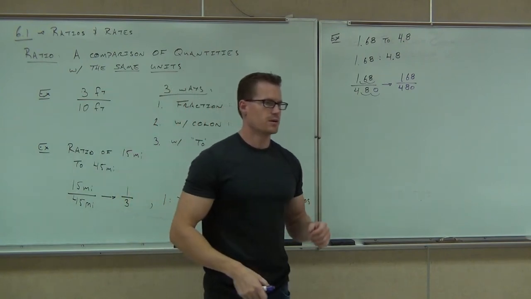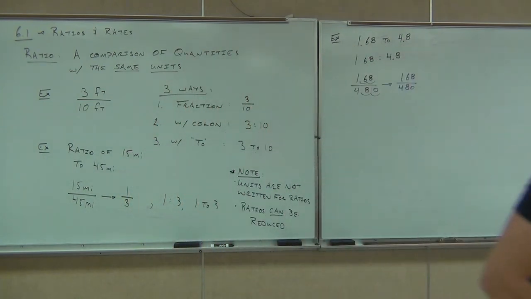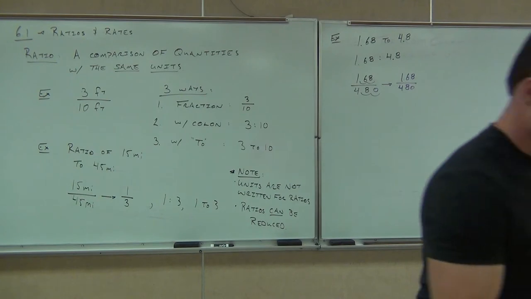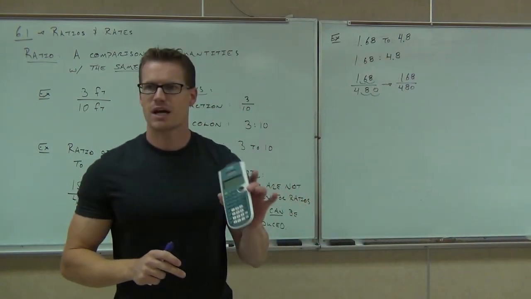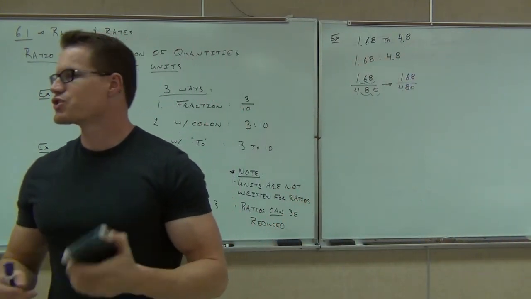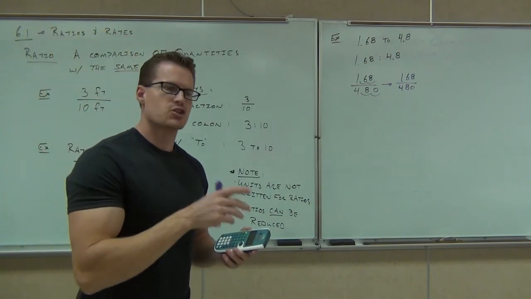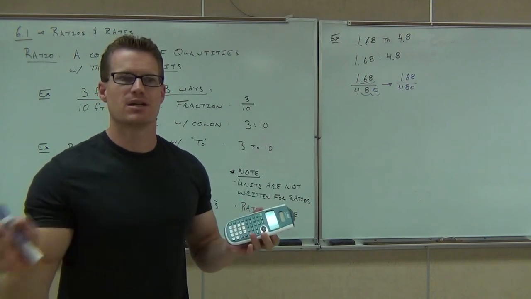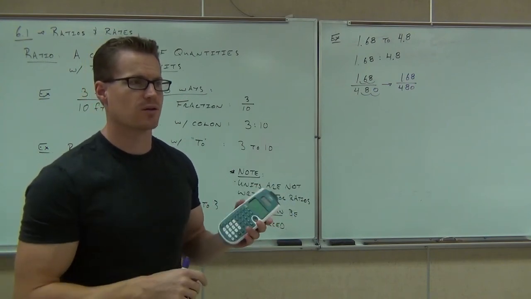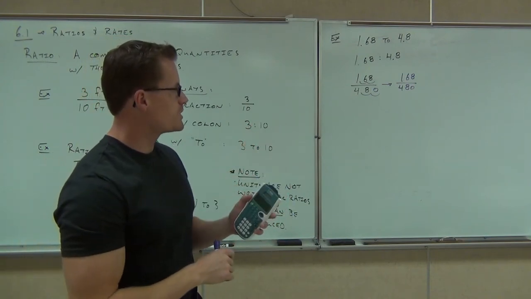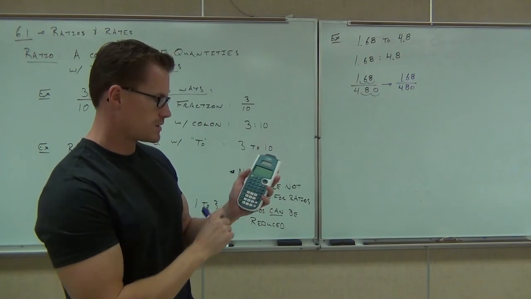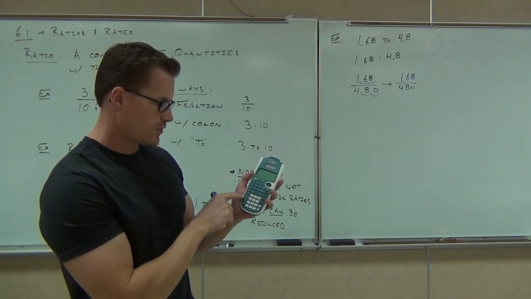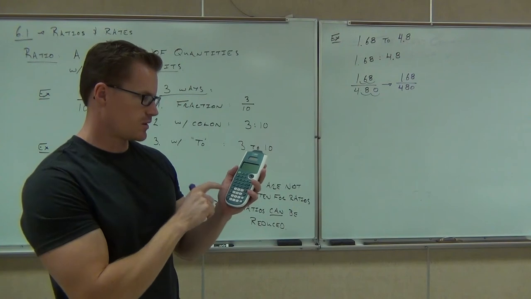Now, on your calculator, if you have a scientific calculator, you're going to have a fraction button. What's kind of cool about your calculator is that it'll simplify your fractions automatically. You don't have to do that by hand anymore in this class because you now have a calculator available to you. If you punch in that fraction, you'll put 168. There's a little fraction symbol over here. It should be like an ABC, something like that.